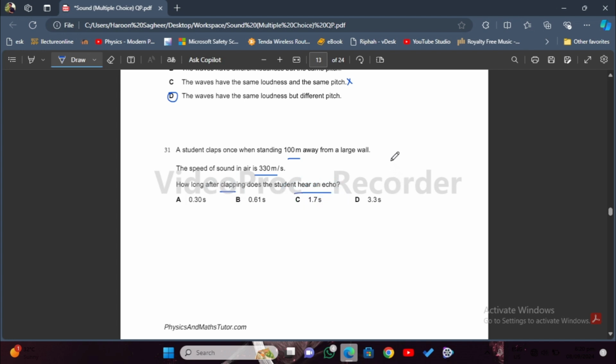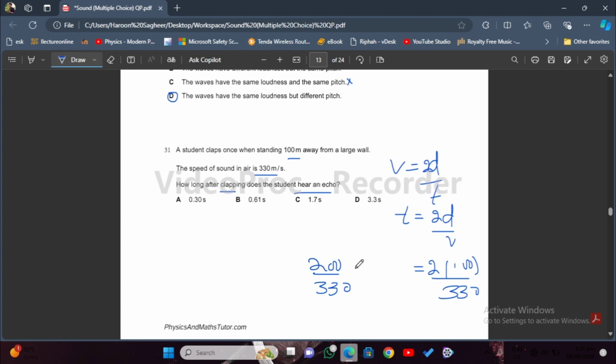We have to find the echo time. We do know this formula in the case of an echo. So we need to find time, so time will be here. 2 will be multiplied with the distance, 100, divided by 330. This will give you 200 over 330. Let's plug in the values. 200 over 330 means 20 over 33, and that gives 0.606, so if you round it off, it is going to give us 0.61 seconds, which is option B. It is correct.